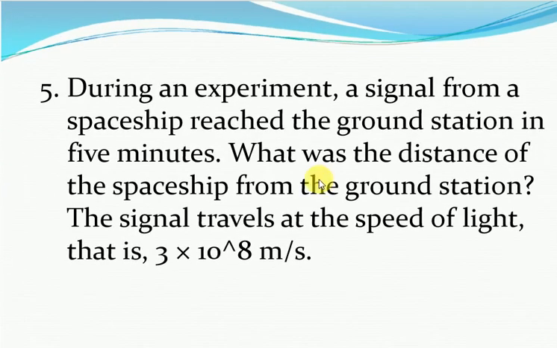Last question. During an experiment, a signal from a spaceship reached the ground station in 5 minutes. What was the distance of the spaceship from the ground station? The signal traveled at the speed of light, that is 3 × 10^8 meters per second, that is meter divided by second.